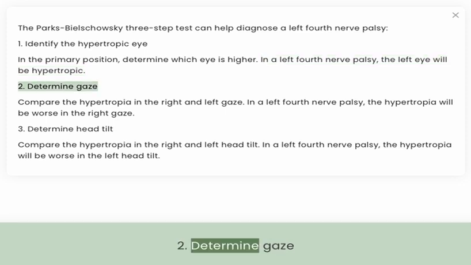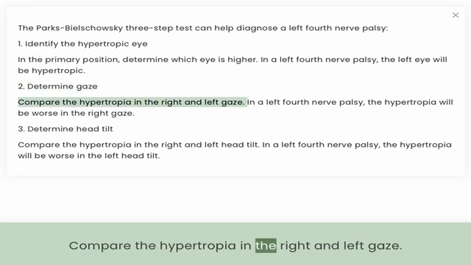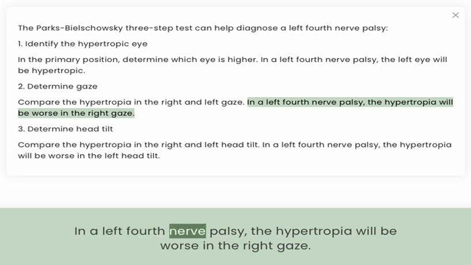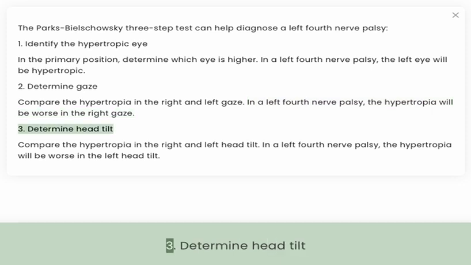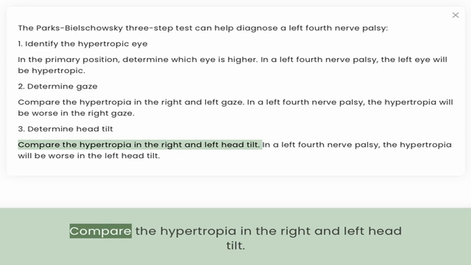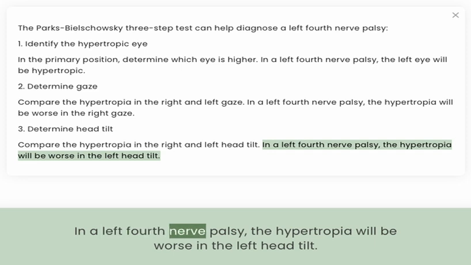2. Determine gaze. Compare the hypertropia in the right and left gaze. In a left fourth nerve palsy, the hypertropia will be worse in the right gaze. 3. Determine head tilt. Compare the hypertropia in the right and left head tilt. In a left fourth nerve palsy, the hypertropia will be worse in the left head tilt.